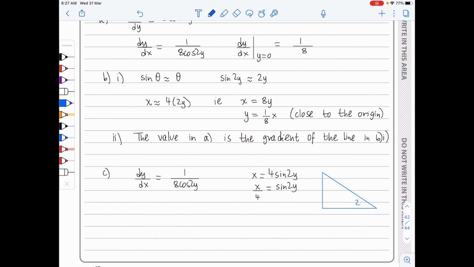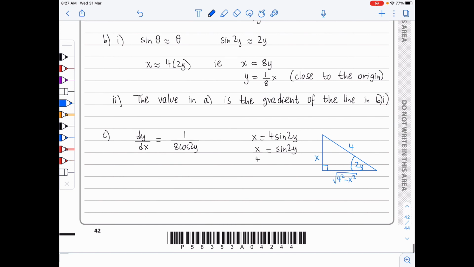So I will actually be drawing a triangle here. So if this is 2y and that's a right angle triangle, this is x and this is 4. So this is the square root of 4 squared minus x squared using Pythagoras. This means that cos of 2y is simply the square root of 16 minus x squared over 4. So 8 cos 2y will just be 2 root of 16 minus x squared. I just multiplied both sides by 8.